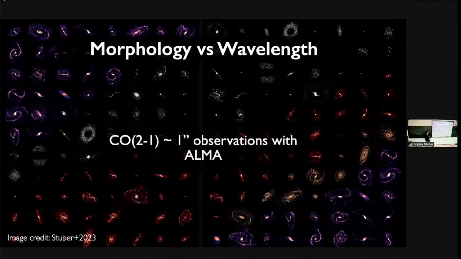To do that, we were using observations of carbon monoxide, the second most common molecule in our universe. The most common molecule, molecular hydrogen, is a symmetric molecule and does not have a permanent dipole moment, so it's pretty hard to observe. So the easiest way is to take the second most abundant molecule, carbon monoxide, rotational transition 2 to 1, observed with ALMA.